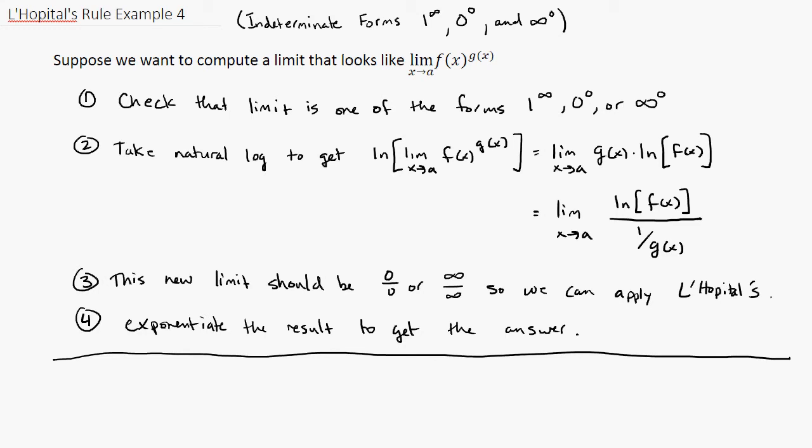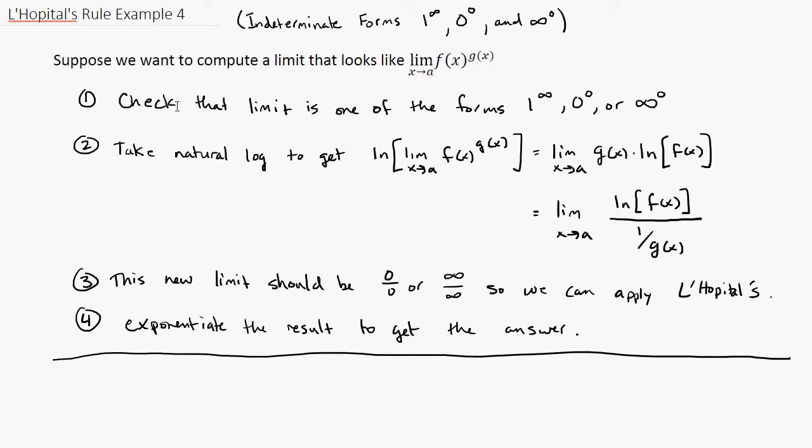In this example, we're going to see how to apply L'Hopital's rule to indeterminate forms that involve exponentiation. The three indeterminate forms we're going to look at are 1 to the infinity, 0 to the 0, and infinity to the 0. Essentially all three of these forms follow the same procedure. Suppose you want to compute a limit as x goes to a of some function f of x raised to some other function g of x.